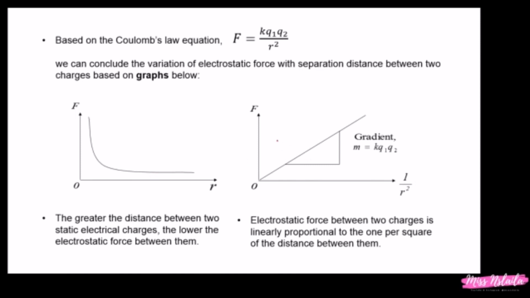If we compare the relationship between force and 1 over R square based on this equation, we can see that we will get a straight line graph. So let's compare this equation F equal to K Q1 Q2 over R square with y equal to mx, the straight line equation. We can see that on the y-axis we have force, on the x-axis we have 1 over R square. Thus the gradient is equal to K Q1 Q2.